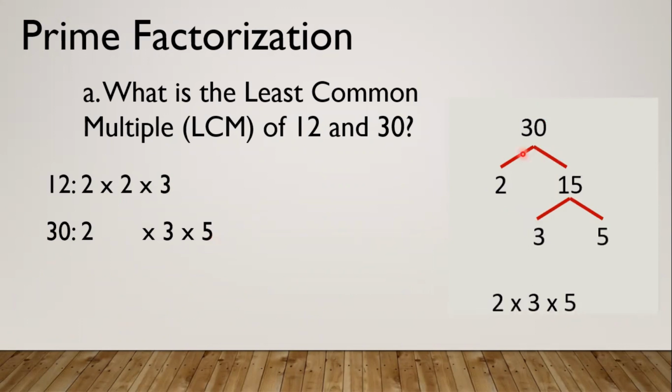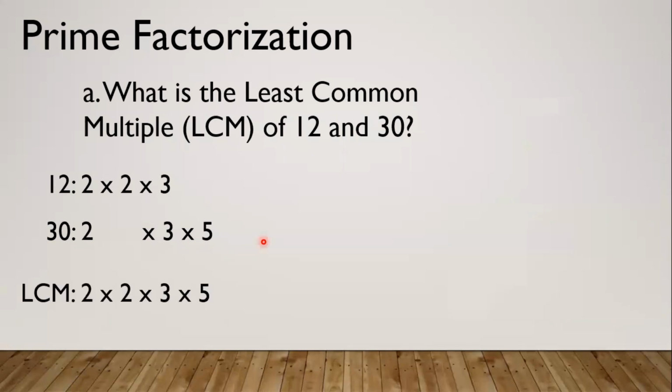Next, we have the factors of 30. So we will use the prime numbers again, which is 2, 3, and 5. So 2 times 3 times 5. So the LCM of these numbers, 12 and 30, is 2 times 2 times 3 times 5. What is the answer? Okay, so the LCM of 12 and 30 is 2 times 2 times 3 times 5 equals 60.